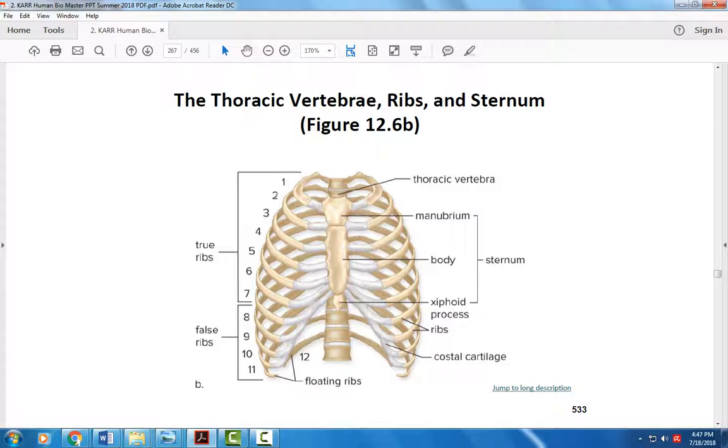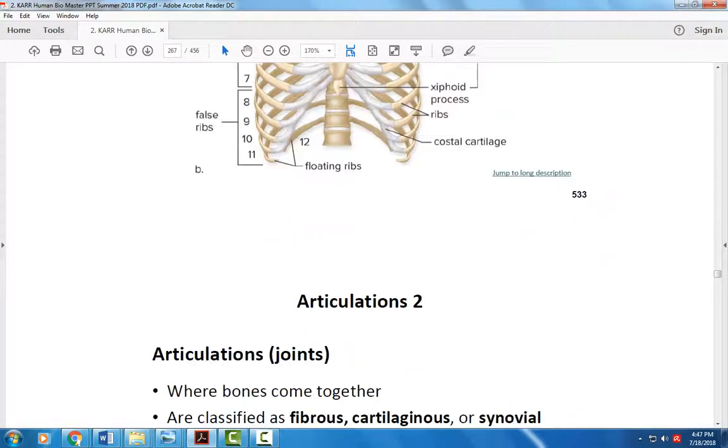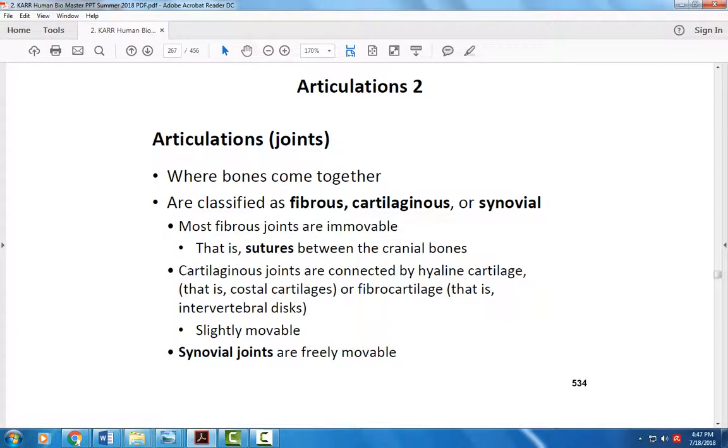We'll begin the next video with talking about articulations, where bones come together and move against one another.